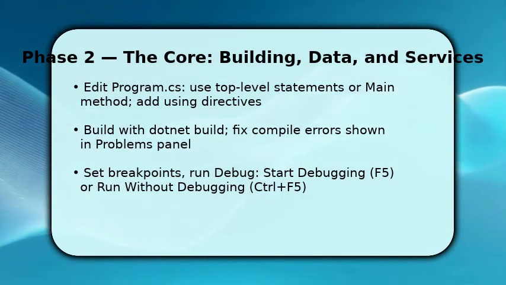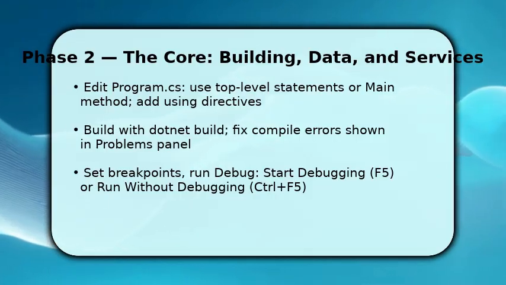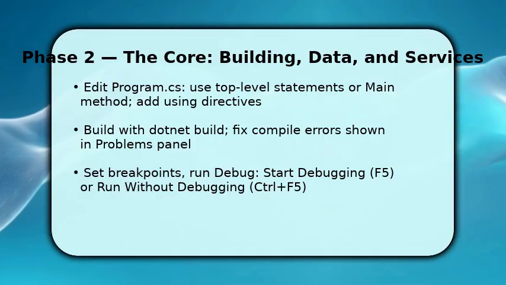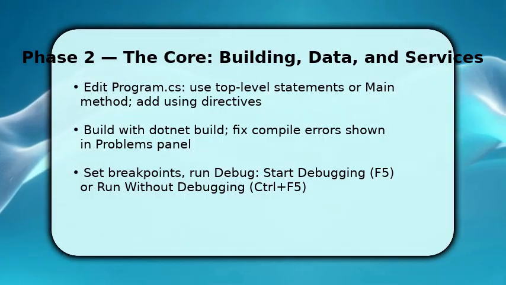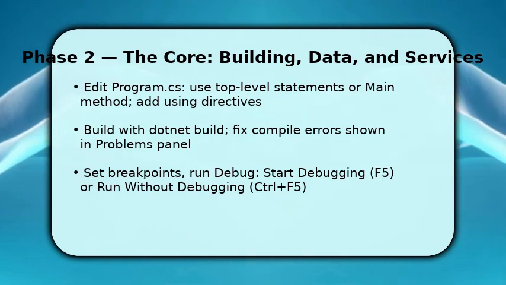Open Program.cs and implement logic using top-level statements or a Main method, adding using directives as needed so types resolve. Build with dotnet build to catch compile errors, then use the Problems panel to jump to issues and correct them. For runtime inspection, set breakpoints and press F5 to start debugging. This lets you inspect variables and step through code. Once you see expected output, make sure to save and run tests or sample inputs to validate behavior.